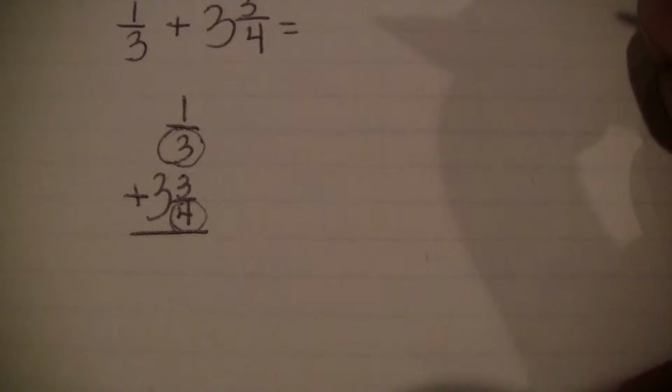When mixed numbers are involved, we still start off the same way by stacking the problem first. 1/3 plus 3 3/4. Again, I look at the denominators. Are the denominators the same? No, they are not. In this case, we have 3 and 4. So how do I make them the same?